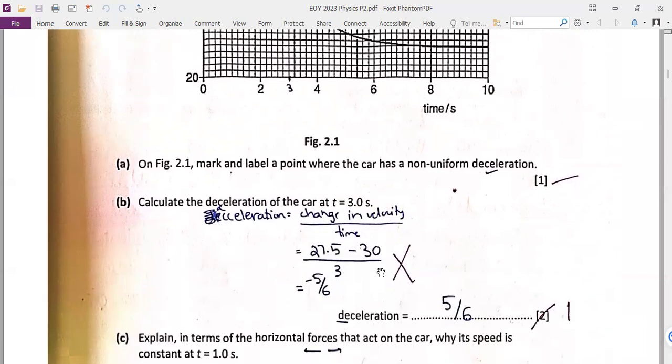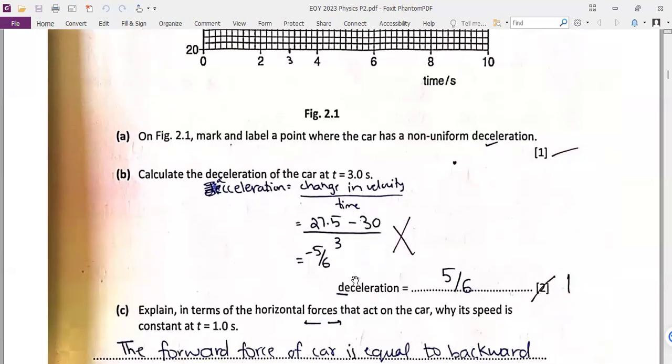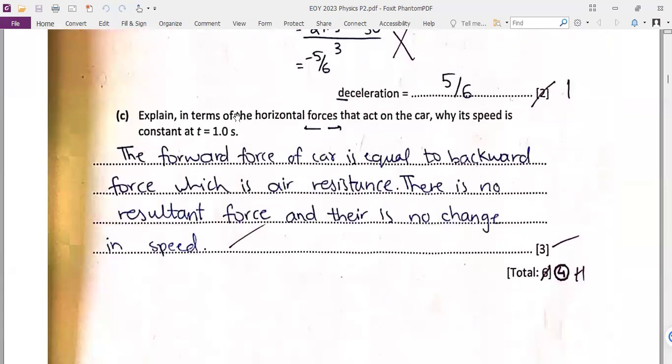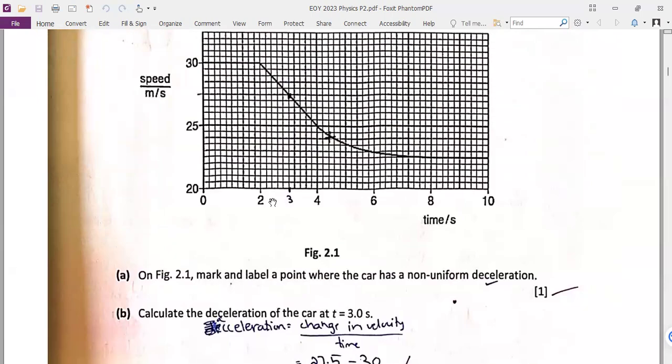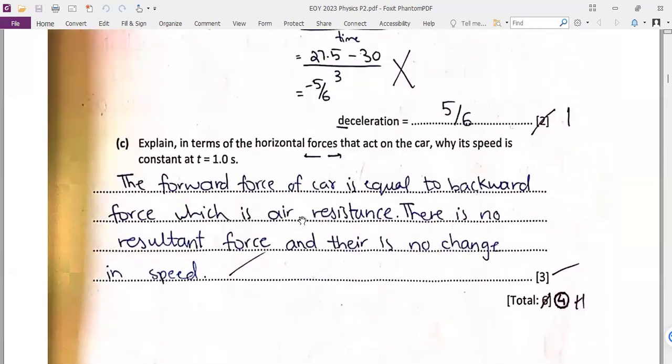The student has done it wrong. So it will be 5. Change in speed is 5 in 2 seconds. 5 divided by 2. That will be the answer. And then explain why speed is constant at t is equal to 1 second. Well, you know why the speed is constant. It is because the forward force, which is the driving force, and the backward force, which is the resistance, are equal.